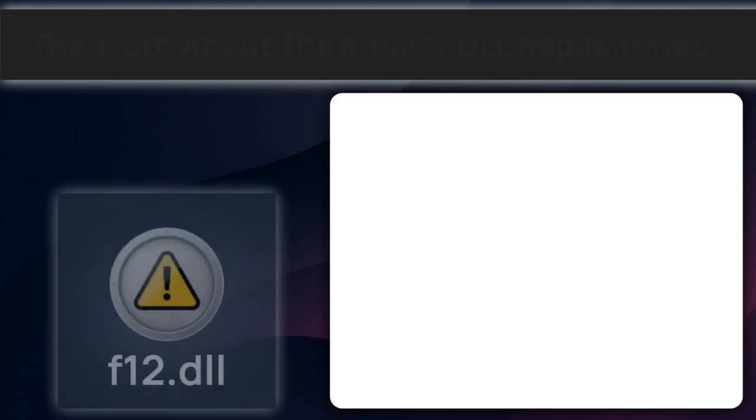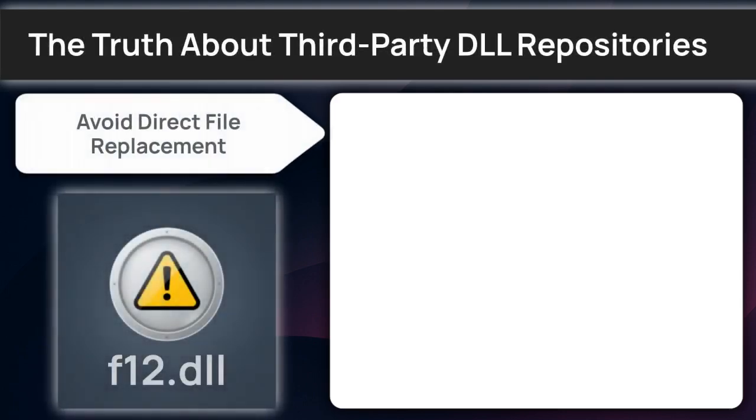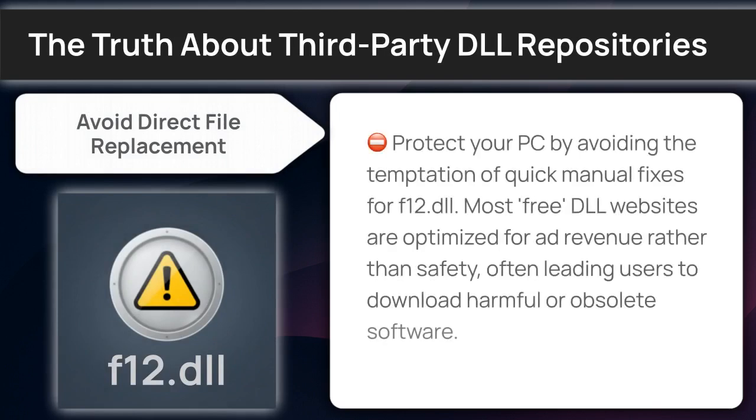To avoid future system conflicts, there is one specific security trap we should discuss. Be aware that manual fixes for F12 Library DLL often create more problems than they solve. Incorrect file versions can cause cascading crashes across other applications, making your PC significantly less stable than before.